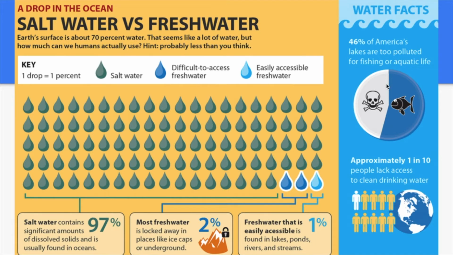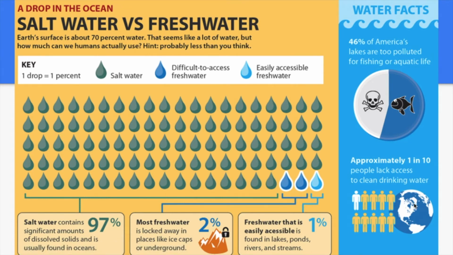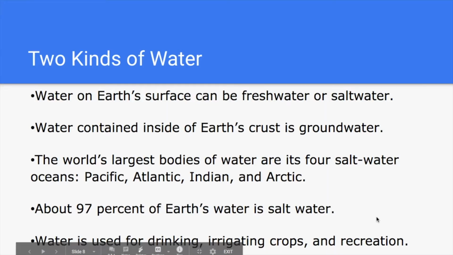And this last fact here says approximately 1 in 10 people lack access to clean drinking water. That's unfortunate because there's so much water everywhere in the world. How can we not have water for everybody to drink just based on the circumstances of where people live and where that water might actually be polluted or contaminated based on human actions?